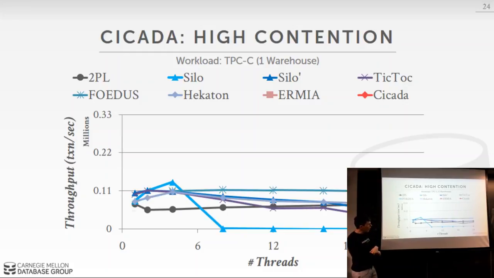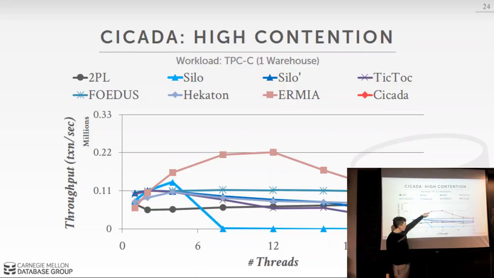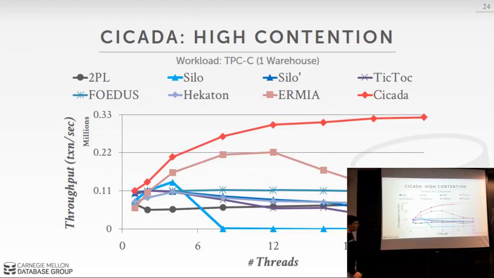And so what you see is that all the protocols now perform poorly. Ermia, which was actually one of the worst ones before, is now doing the best up until 24 threads. But in the case of Cicada, it actually performs the best. You still plateau here at some point. If this went to more threads, I think it would stay flat, essentially because it ends up being serial validation and only one transaction can commit at a time. But the overhead of getting that one transaction to commit is much lower than the other guys.